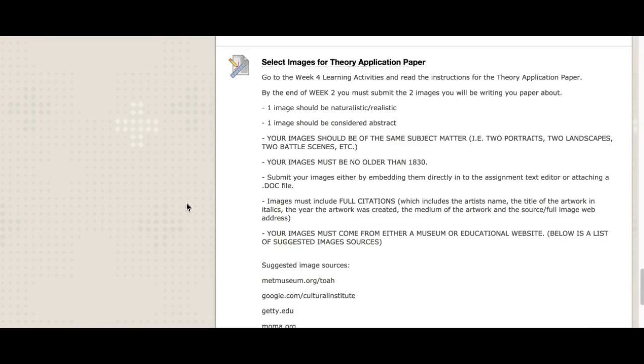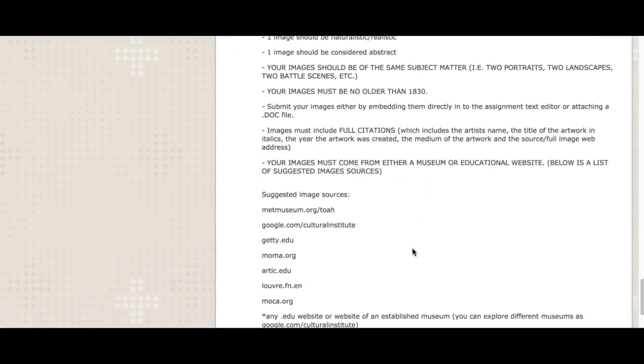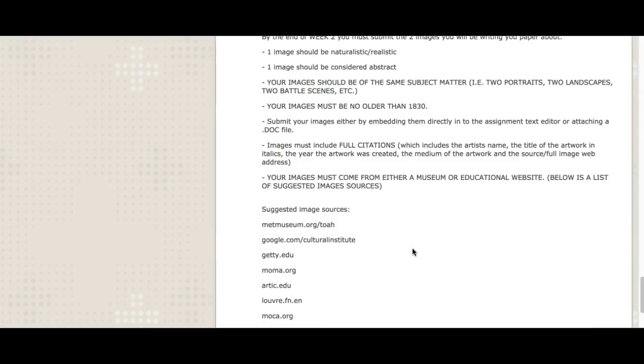So your images must come either from a museum or educational website. So this is important. And the reason I do this is because I don't want you just Googling something and coming up with a random image that you can't find information on the artist. That's going to make it really hard for you to research. If you're using these sources, we know that most likely the artists you're going to be finding are documented and have information on. This assignment is not a time to be really different and out there and try to pick really obscure works of art.